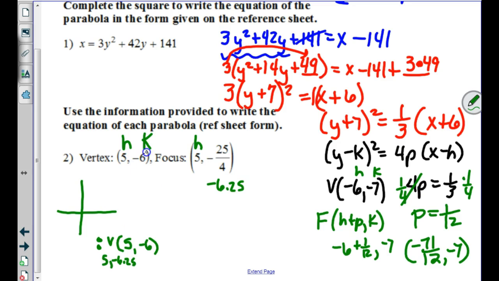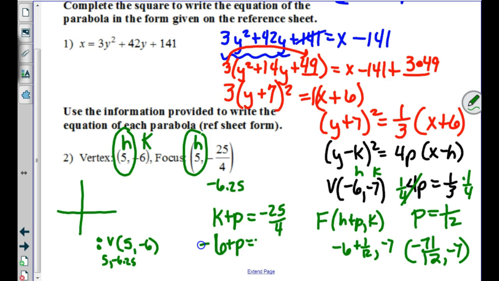If you look on the sheet, also that's the kind where the H stays the same for the vertex and the focus. Does everybody see that? The H stays the same. And the recipe for focus is that this is K plus P. So what do we already know K is? So type -25/4 plus 6.